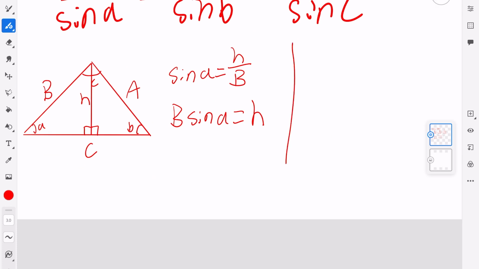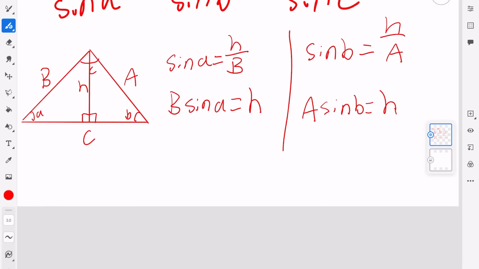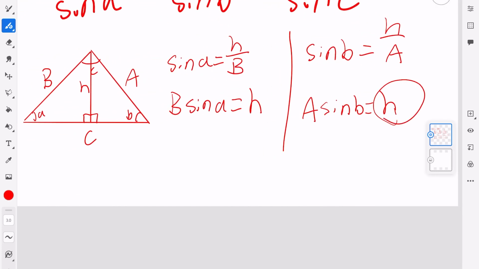I think this is the easiest one to prove, actually. So sine, it's the opposite. Sine B equals H over A. It's just difficult to balance a lot of the variables, since there's, I think, 7 of them. So note these two are the same. So B sine A equals A sine B.